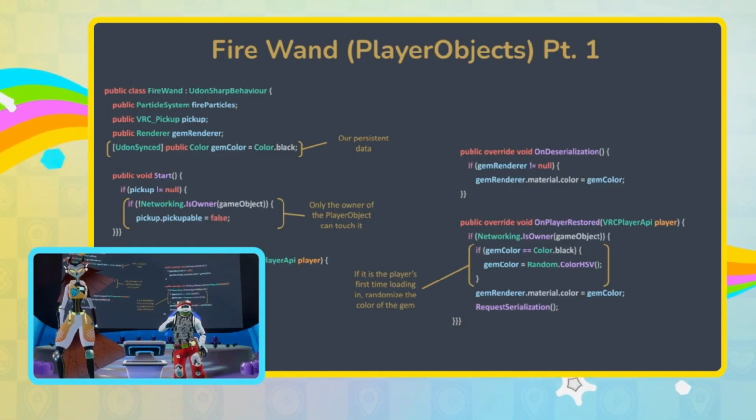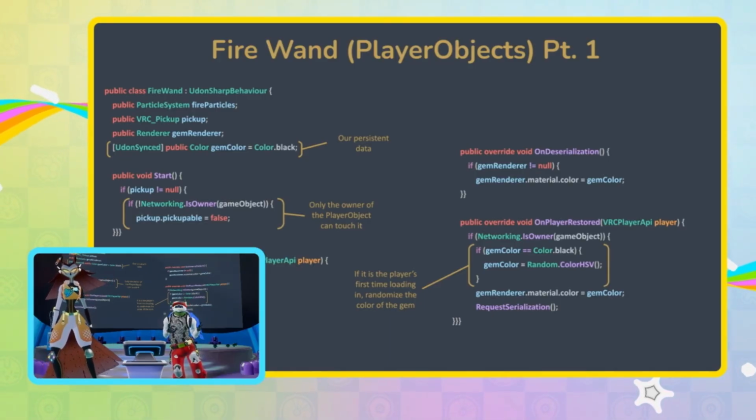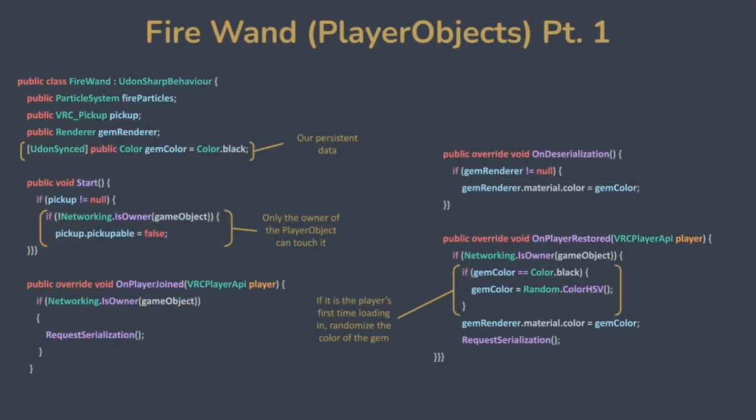Next, we have the onPlayerJoined, where you'll see the same kind of late joiner logic that we had for our synced button, where we request serialization. And then we have the onDeserialization function, which will trigger and set our material color to the random gem color, which we are going to get in the onPlayerRestored function.